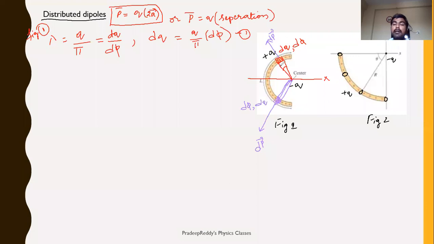Let me make it clear. Because of the very small element, the dipole moment is dp bar. Now this dp bar and the dp bar below are in opposite directions. So what should I do? I need to resolve them into components. This is one component and this is another component. This angle I consider as phi, so this angle is also phi. Similarly, this one is making an angle phi.